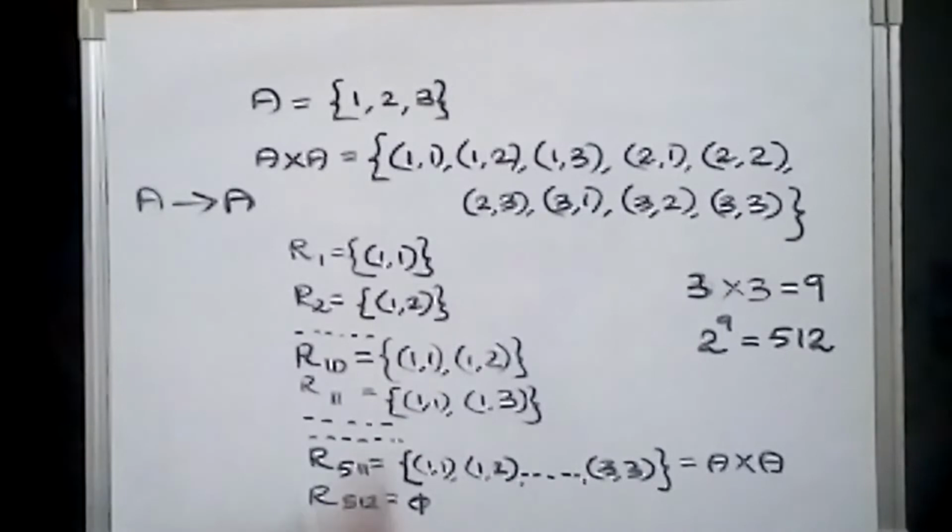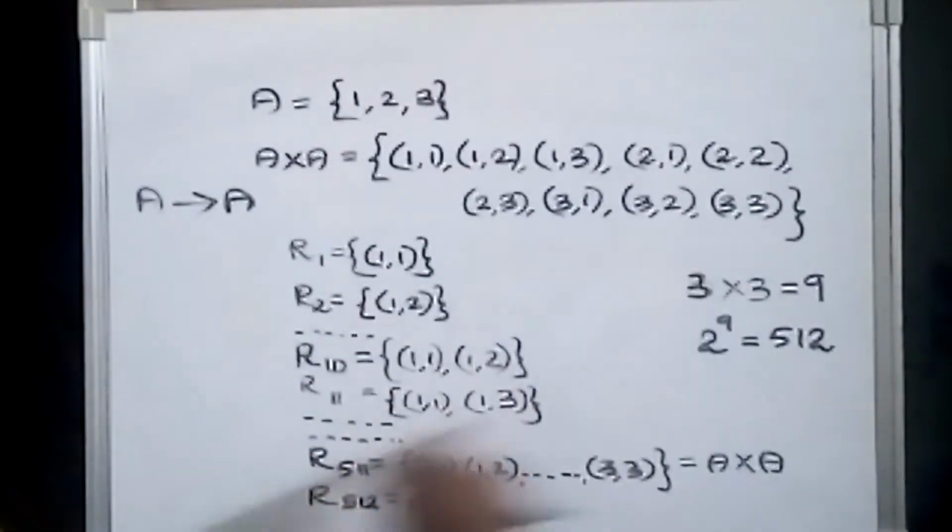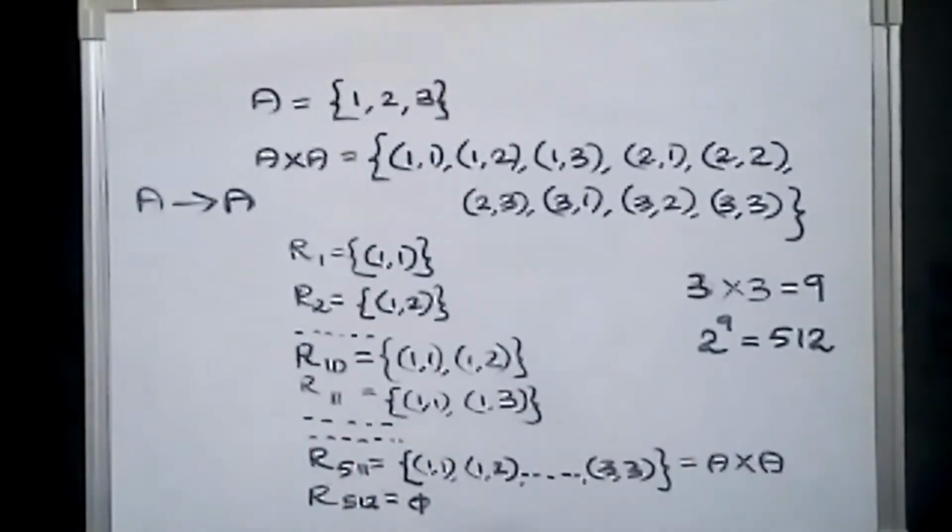Then three elements. And at last, R511. R511 equal to set {(1,1), (1,2), etc., (3,3)}. It is the set A cross A itself. And there is also another relation, R512 equal to phi, the null set. We know that null set is a subset of every set. Therefore, null set is a subset of A cross A too.